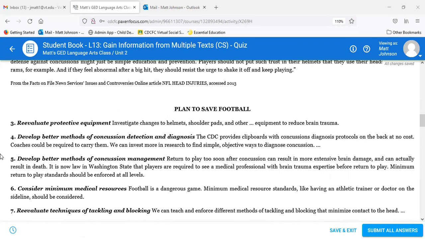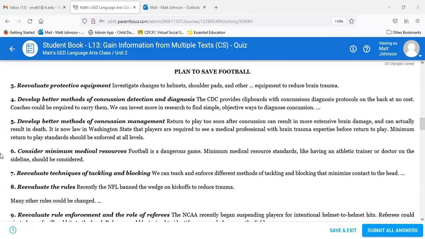Develop better methods of concussion management. Return to play too soon after a concussion can result in more extensive brain damage and can actually result in death. It is now law in Washington State that players are required to see a medical professional with brain trauma expertise before return to play. Minimum return to play standards should be enforced at all levels. Consider minimal medical resources. Football is a dangerous game. Minimum medical resource standards, like having an athletic trainer or doctor on the sideline, should be considered.